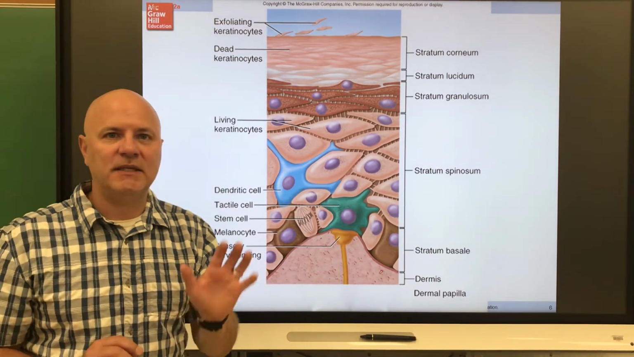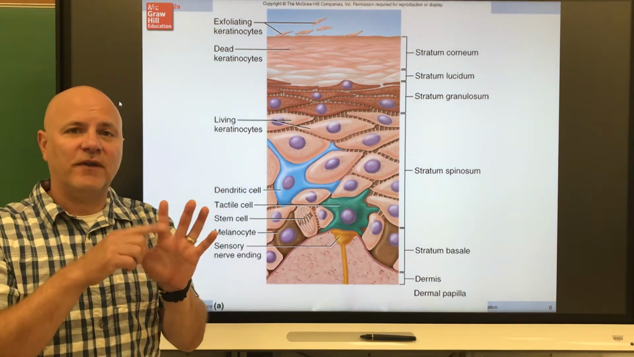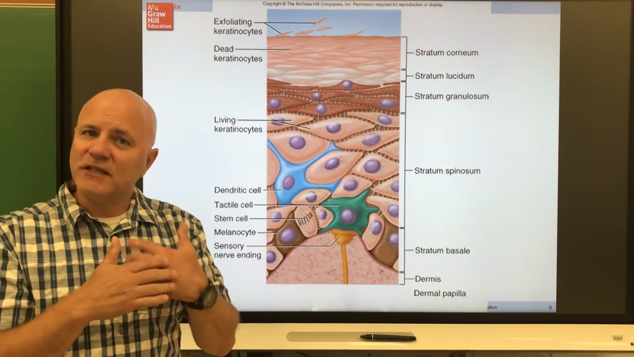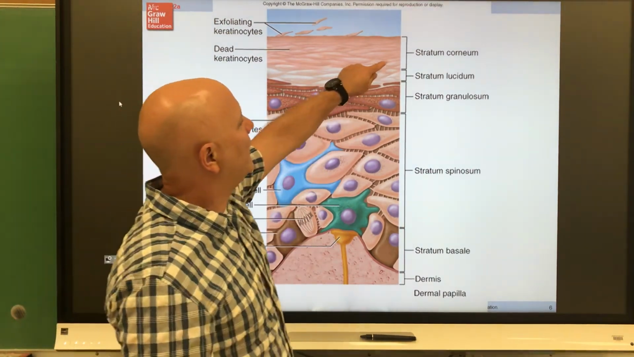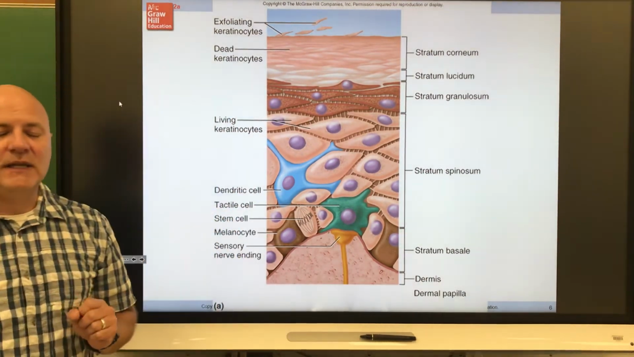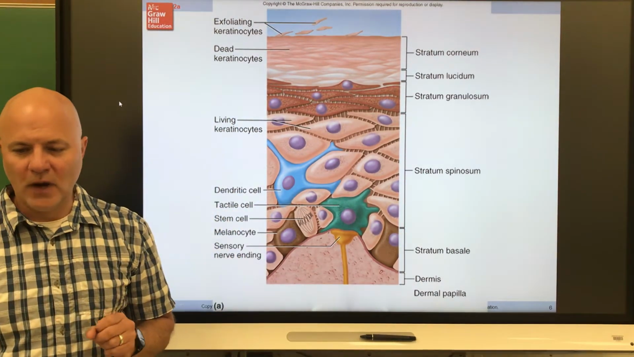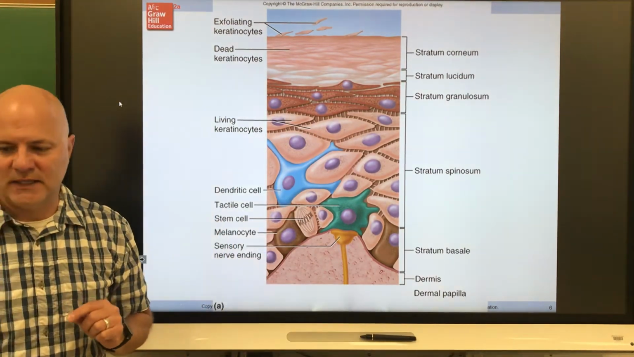So thick skin is skin found on the palms of our hands, or soles of our feet, and corresponding sides on our fingers and toes. Thin skin is found everywhere else on our body. Okay? And then the top layer is the stratum corneum. And the stratum corneum is made of all dead cells. All right? And it's much thicker in thick skin than it is in thin skin.